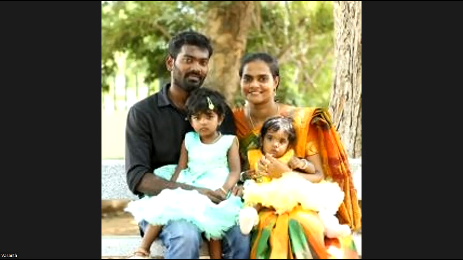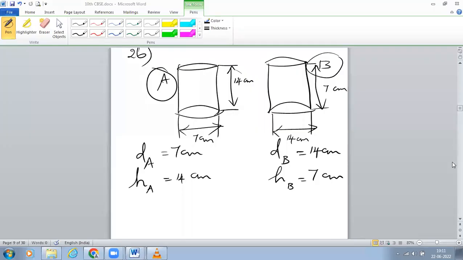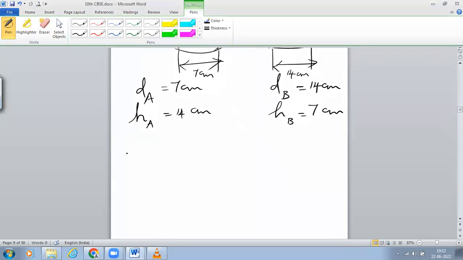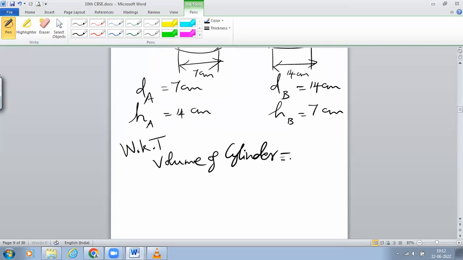Now listen here. We have to find the volume of the cylinders and check which cylinder, A or B, has more volume. So first I will write the volume of cylinder formula. We know that volume of cylinder is equal to base area into height. Base area is nothing but pi r square because the base is in the shape of a circle. So pi r square into height h. So pi r square h is the formula for finding the volume of a cylinder.